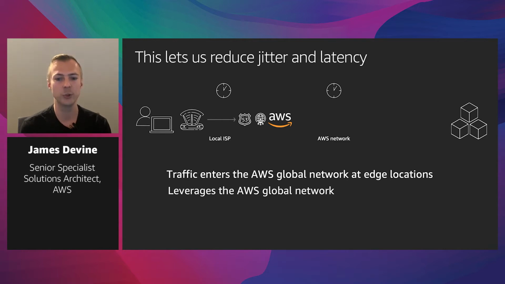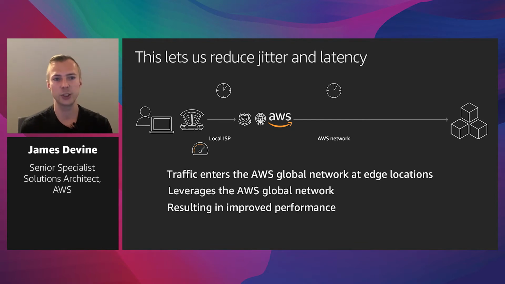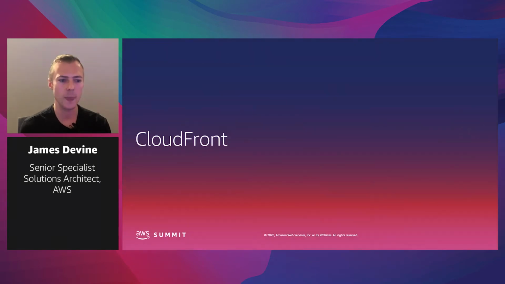So essentially, we've removed all of the middle pieces here, and the user is essentially connecting directly to the AWS region through that local POP. So this results in greatly improved performance, and we'll get into what some of those numbers look like and ways that you can leverage these technologies. To start with, CloudFront is our global content distribution network.